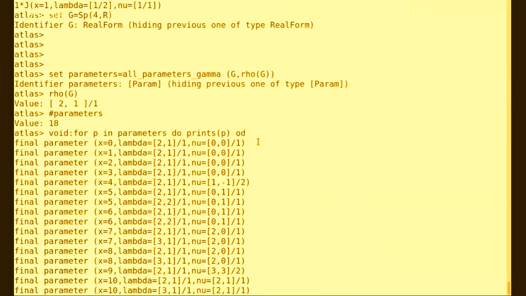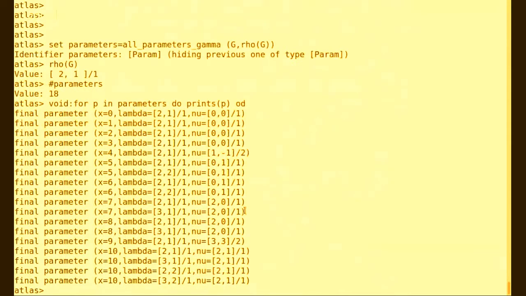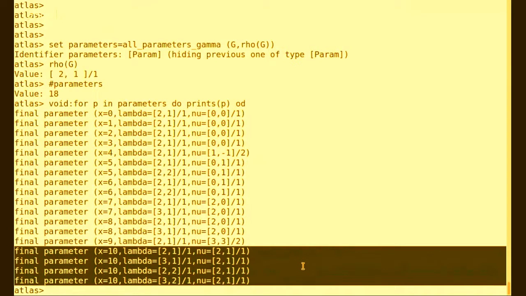Here are the parameters. So there are 18 of them, and the last 4 have KGB element 10, and these are the ones where the corresponding Cartan is split, and these are the 4 principal series. So I should make a quick digression here.